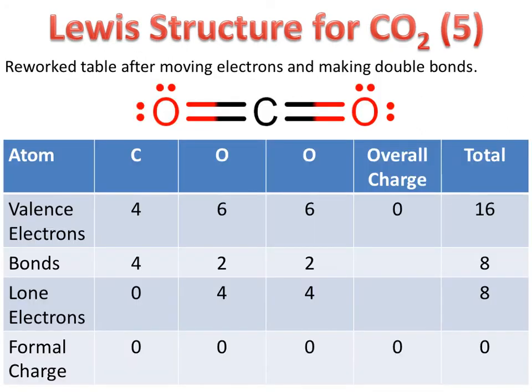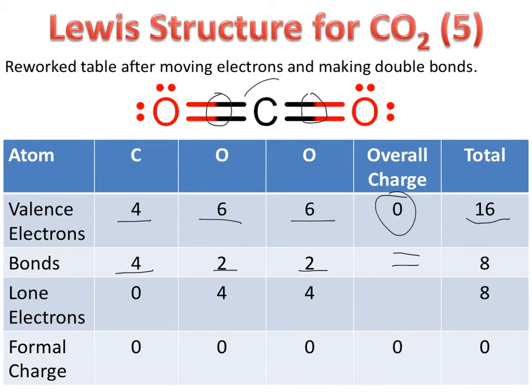Now let's review our valence electron accounting table for our new carbon dioxide structure. The valence electrons that each of the atoms brings to the structure does not change. Carbon's still 4, each oxygen is still 6. There's still no overall charge, for a total of 16 electrons. Carbon now has 4 bonds, 2 on the left and 2 on the right. Each oxygen has 2 bonds. Added up together, we get 8 electrons that have been used in bonds.